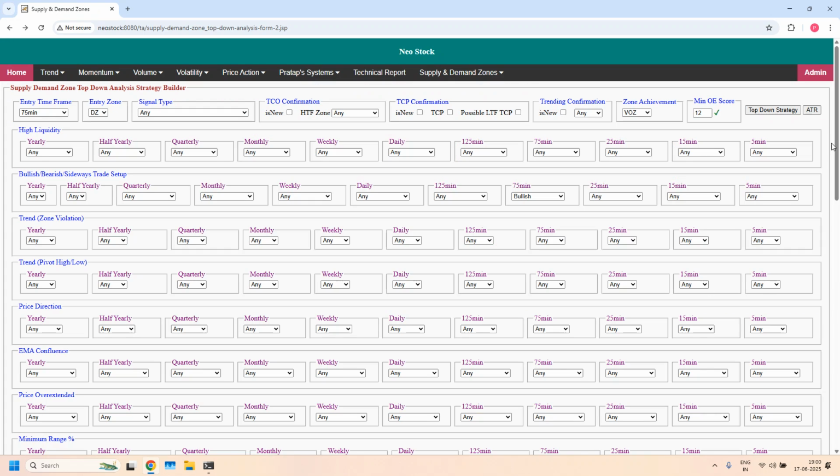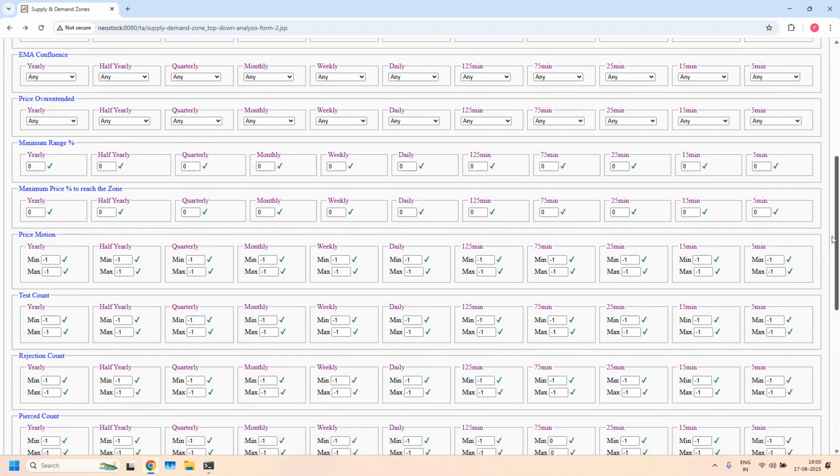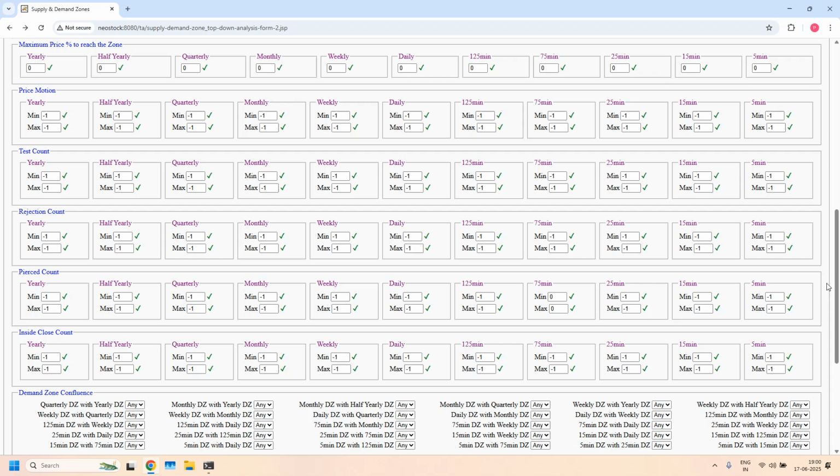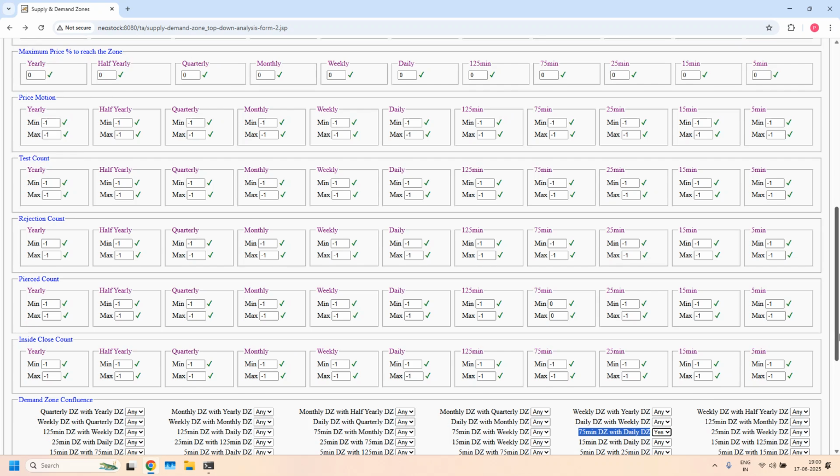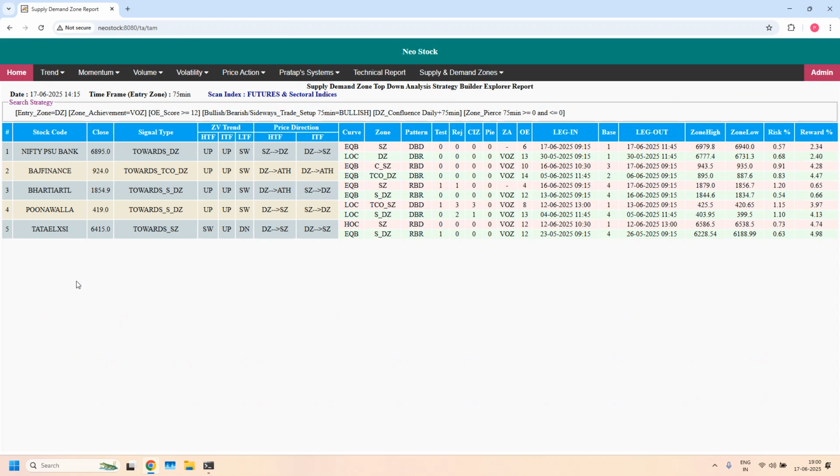Okay, first filter is 75 minutes and daily demand zone confluence. By enabling the filter, we got 5 stocks. In all the 5 stocks, these 75 minutes demand zones are having more high probability to get success. But is it enough? No.